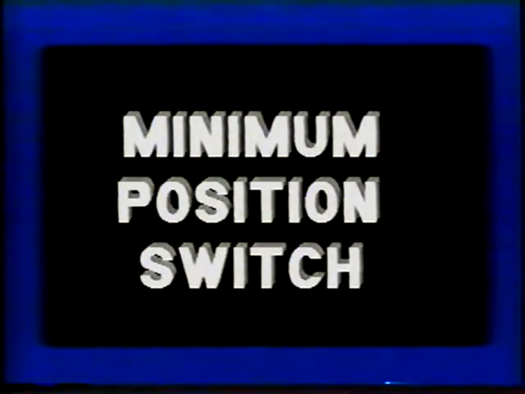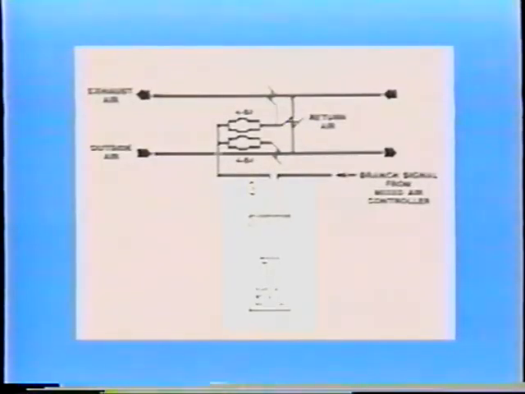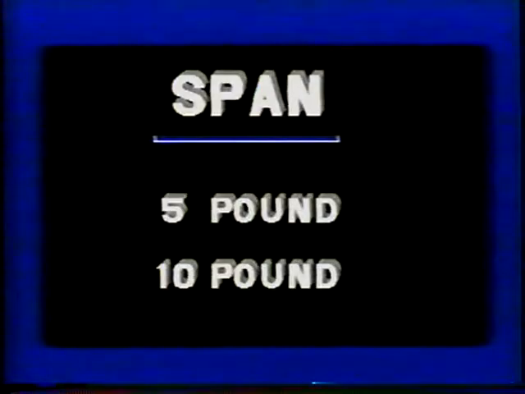Another type of gradual switch is the minimum position switch. It incorporates a high-pressure selector relay in the unit. The minimum position switch is primarily used to provide a minimum position operation for damper actuators. There are two models available with 5-pound and 10-pound output spans respectively. This span can be set at any point in the range up to main air pressure.